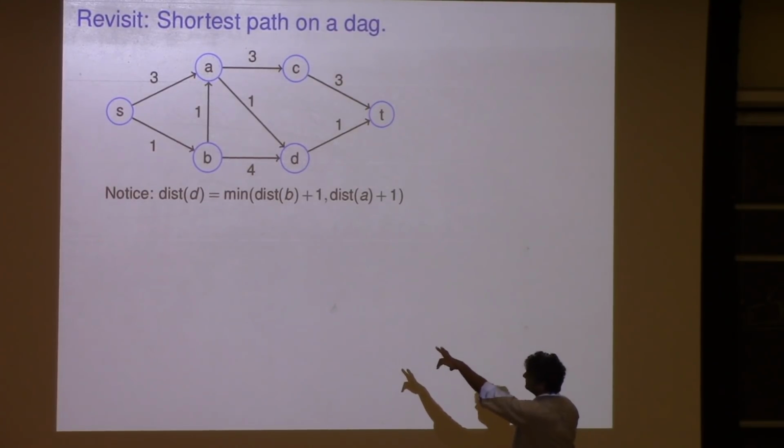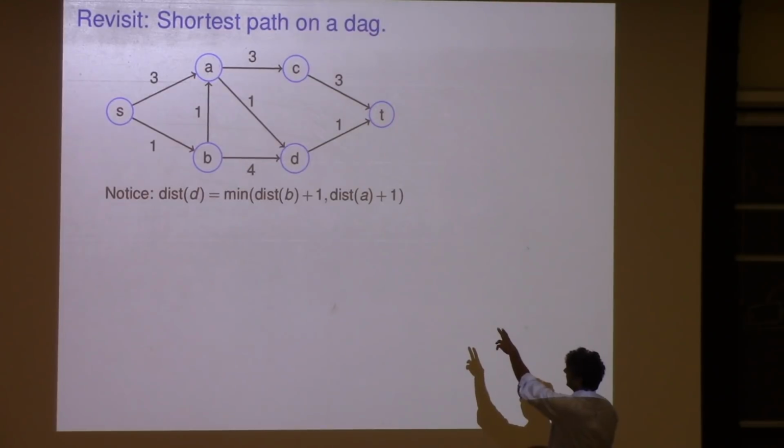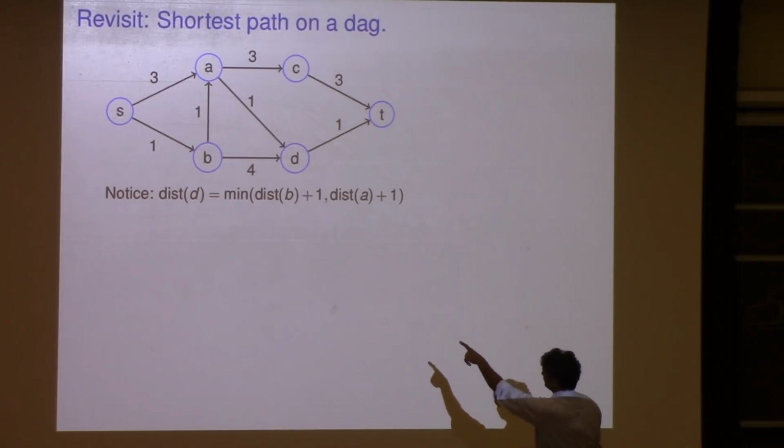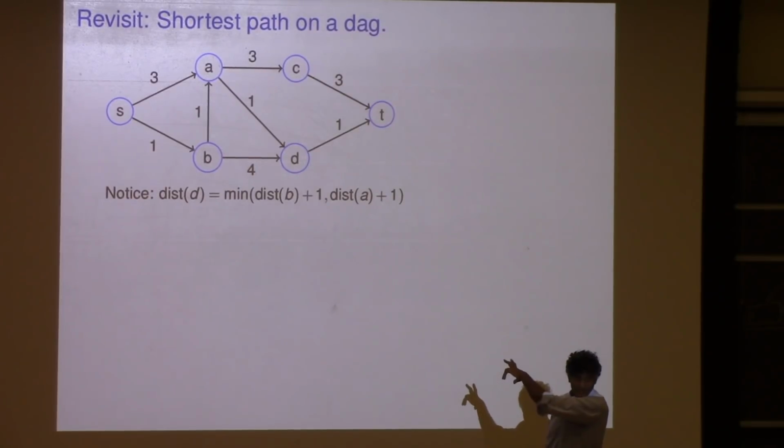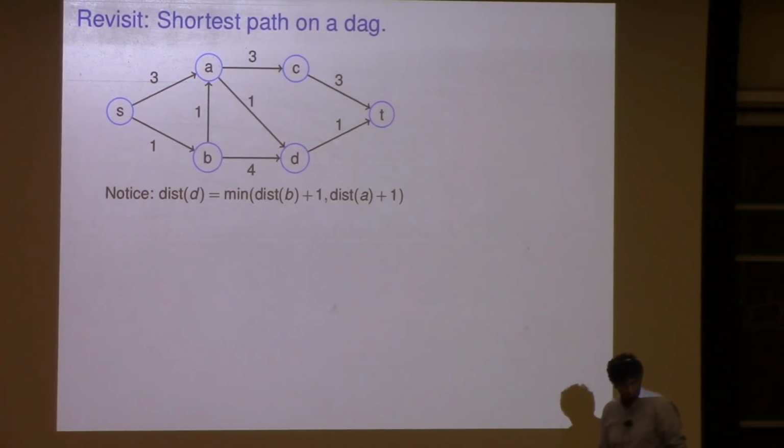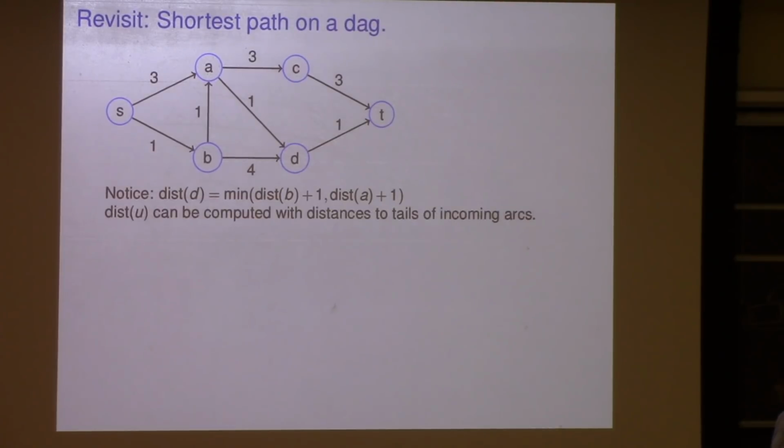You just take the minimum of a function that calls the distance to B and adds 1. Or the distance to A, it should be distance to B and adds 4. And the distance to A and adding 1. Okay, that's it. It's really like just to compute this thing, you can think of it that way. It's just a recursive call to the previous guys.